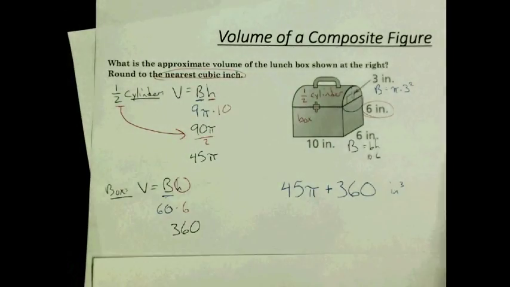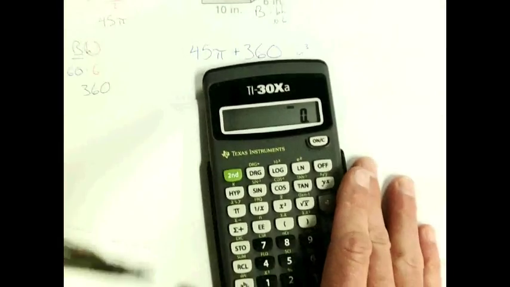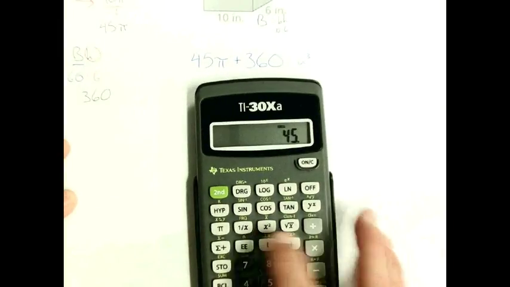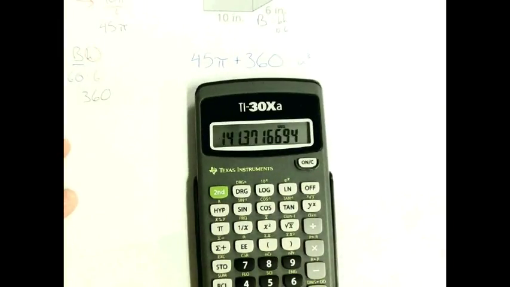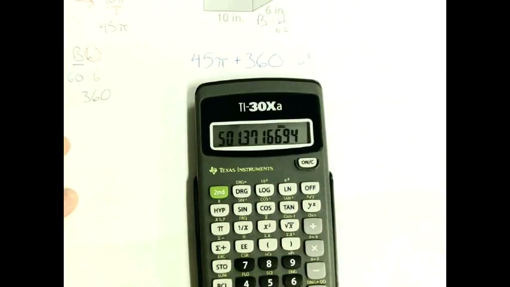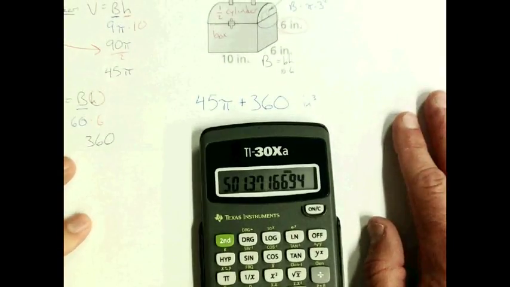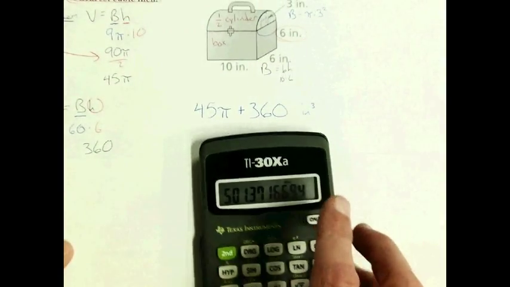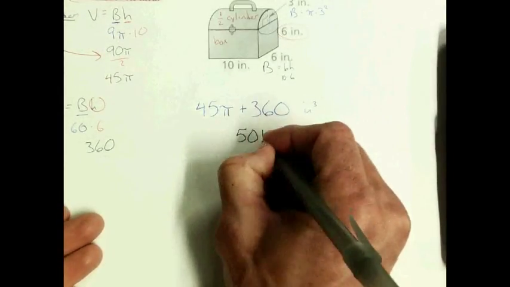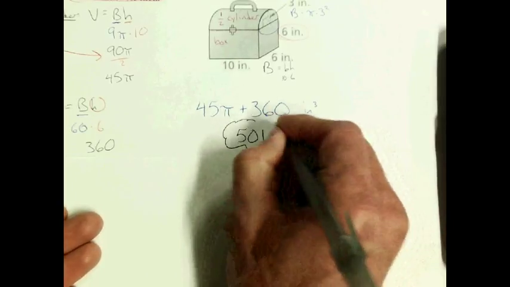So the rest is calculator work, right? If we use our calculator, we're going to look at 45 times pi, delicious, and we're going to add 360. And so we have our equal sign, and we can see rounded to the nearest cubic inch is going to be 501. And so we have our most exact value, and we have our value rounded to the nearest cubic inch.